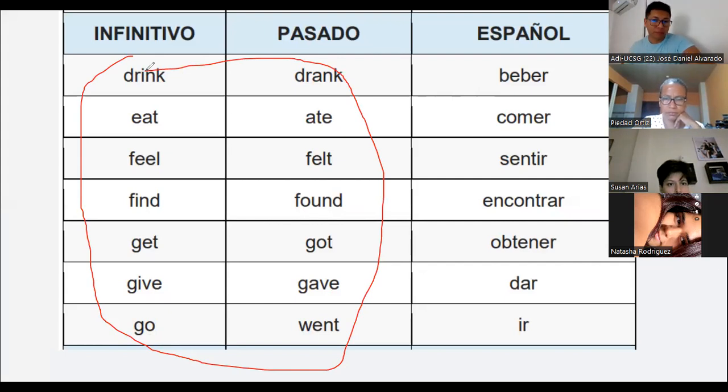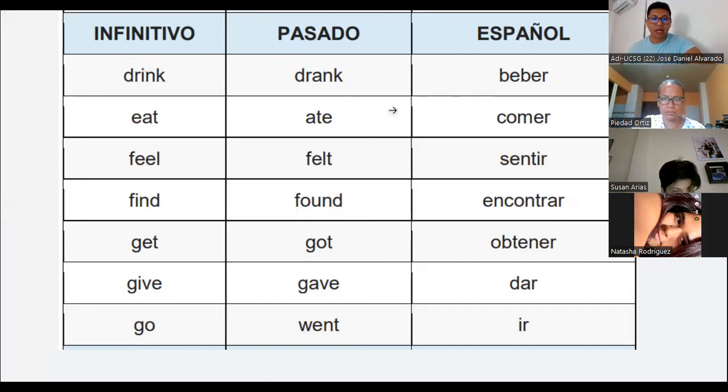Drink, drank. Eat, ate. Feel, felt. Find, found. Get, got. Give, gave. Go, went. Very good.